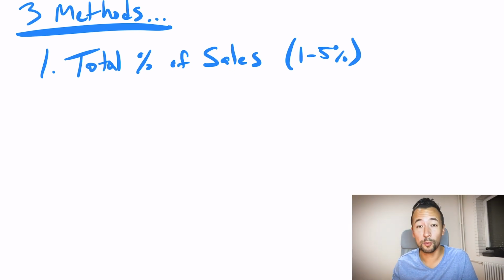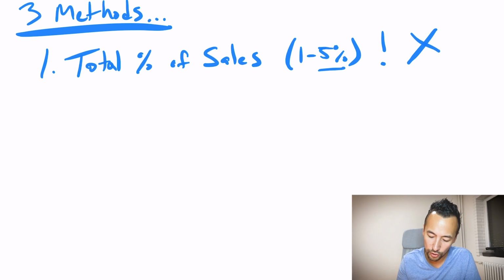Now, there's a problem with this. The problem is if the company's already making $100,000 a month, if you take the higher end of that, you're going to be paid $5,000 a month, and maybe you didn't even do anything. So I think that this model has some flaws, and I don't think you should use the total percentage sales.